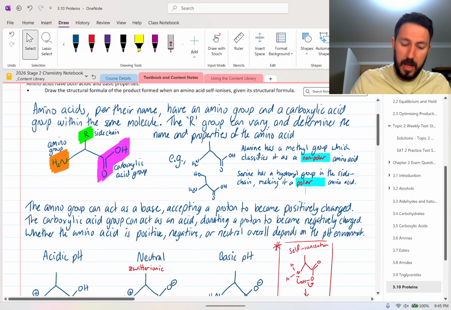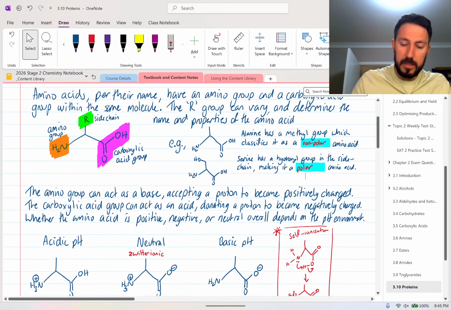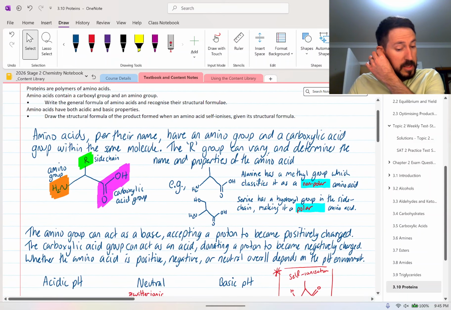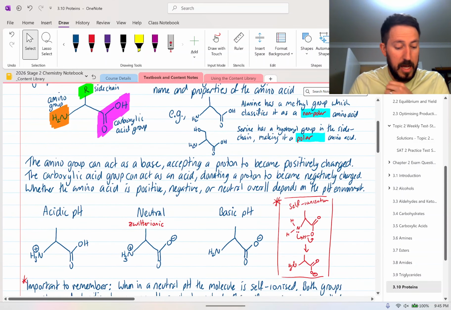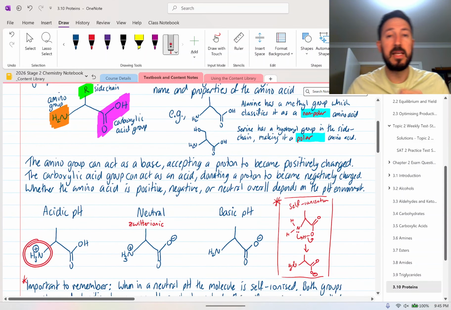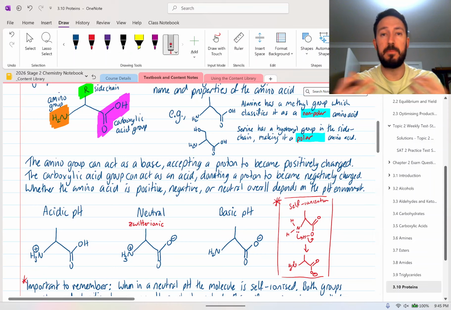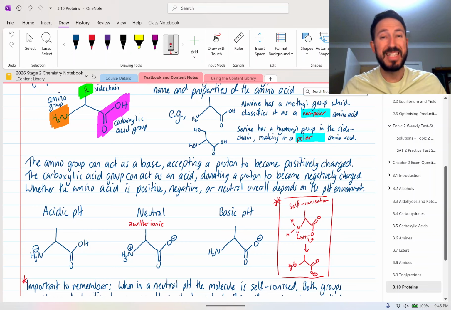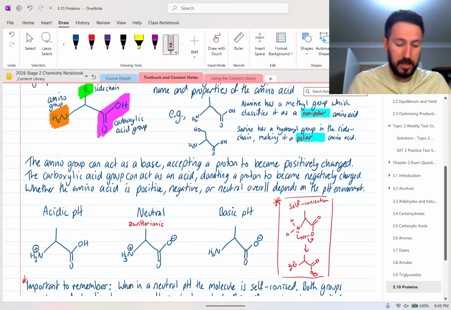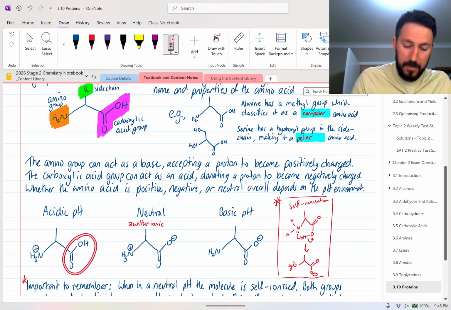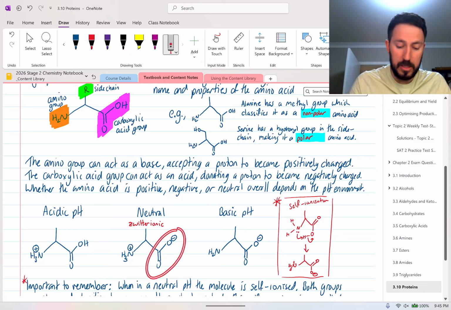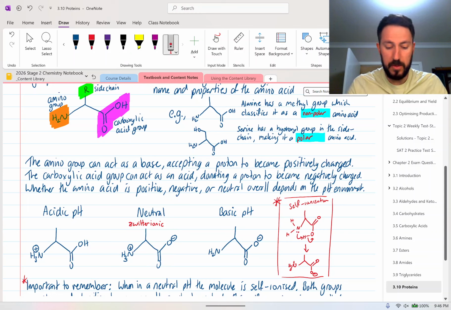Now, as we go down, so we're not looking at the proteins yet, we're looking at the pieces that make them up, the amino acids. Because of the fact that it has an amino group on the side, it can act as a base. In other words, it can accept a H+ from another molecule. Now, also, it has a carboxylic acid group on it, which can act as an acid. So that means that this bit here can donate a H+. So it can become our carboxylate ion group, which has lost its H+.